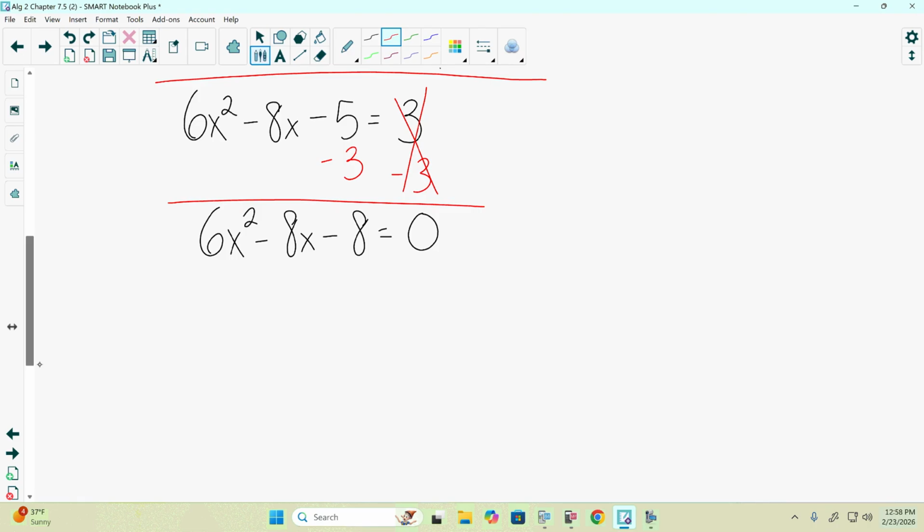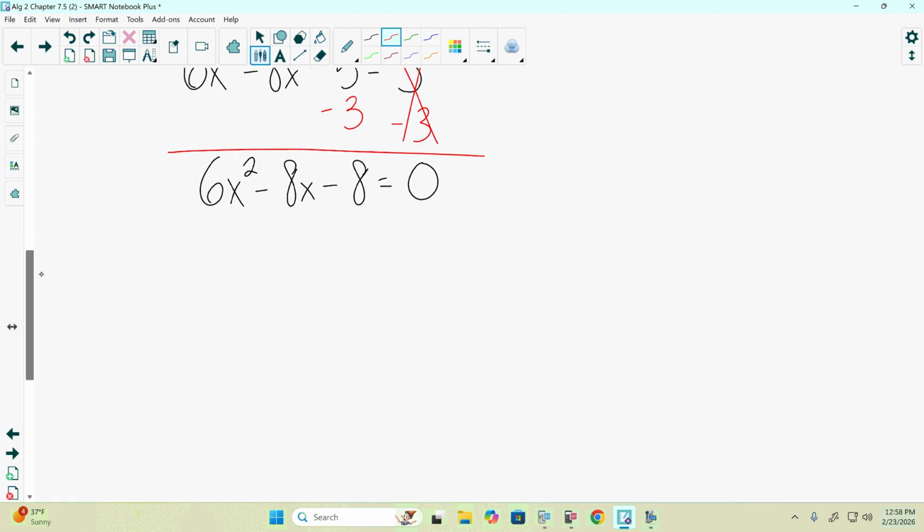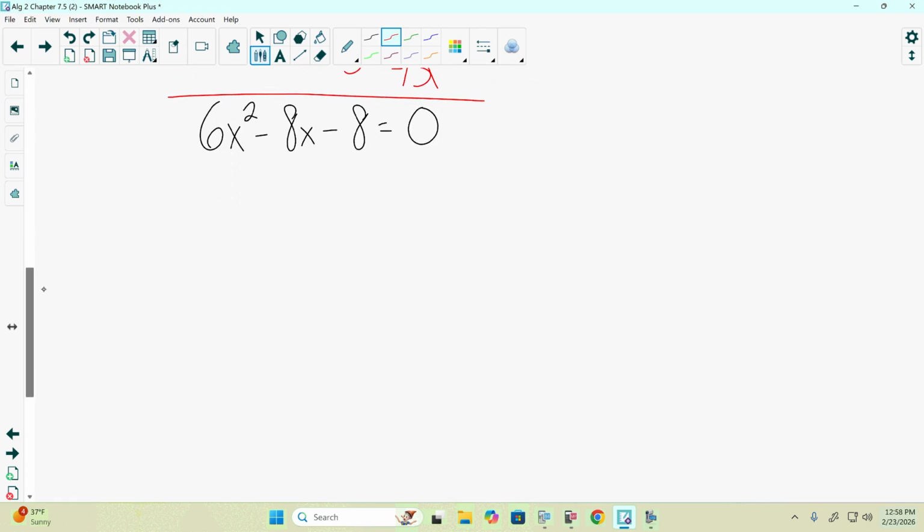Now at this point here, we can factor this here to solve. And when we factor, the first thing we're looking for is the greatest common factor. And the common number between 6, 8, and 8 is going to be 2. So we can factor 2 out. If I factor 2 out of 6x squared, we'll get 3x squared. If I divide that 2 out of 8x, 8 divided by 2 is going to give us 4, so 4x. And if we divide 2 out of 8, we also get 4.